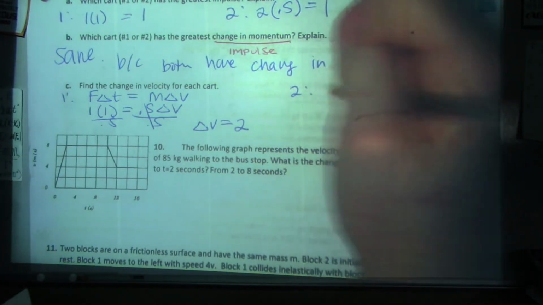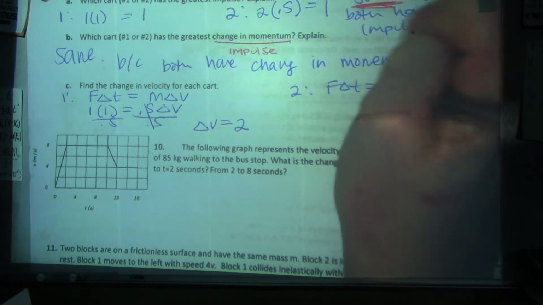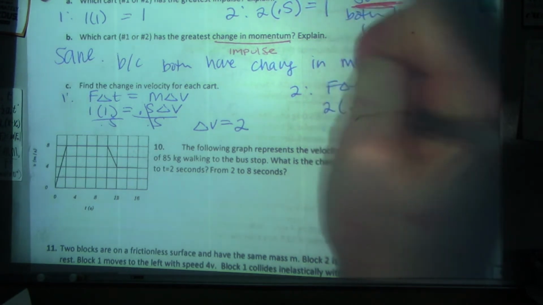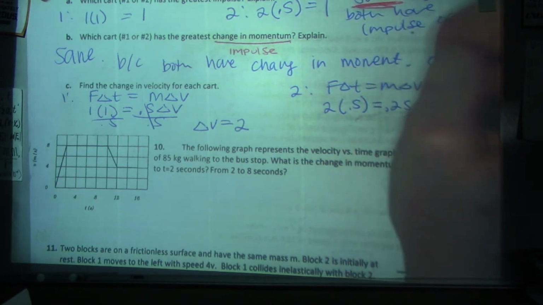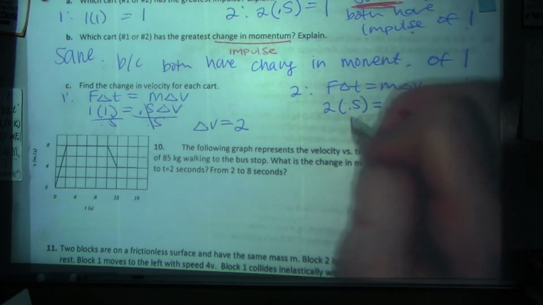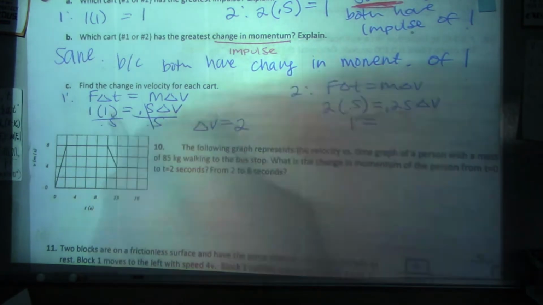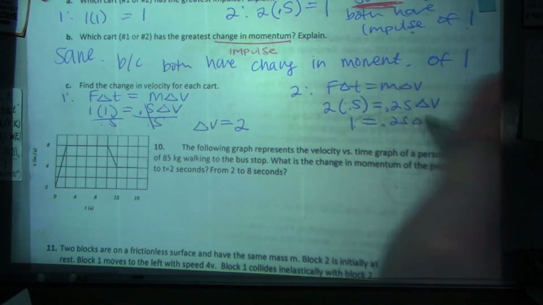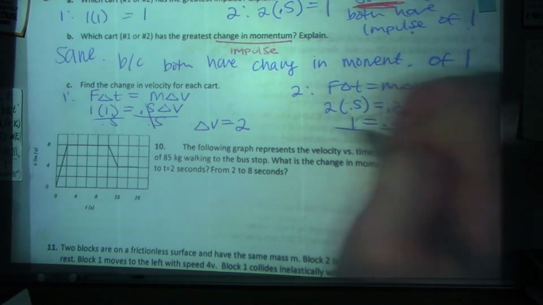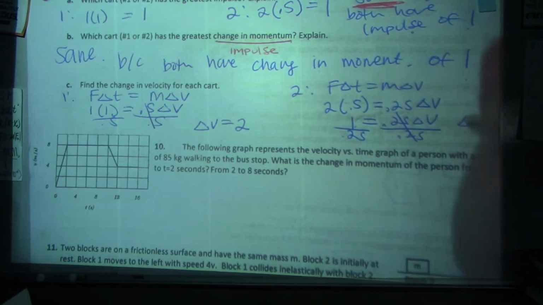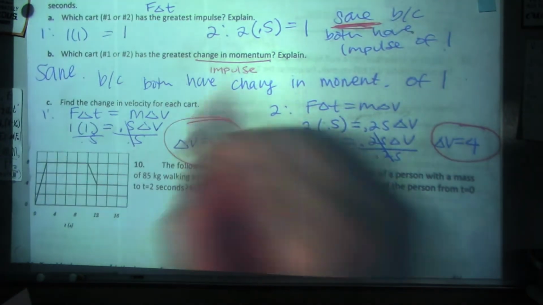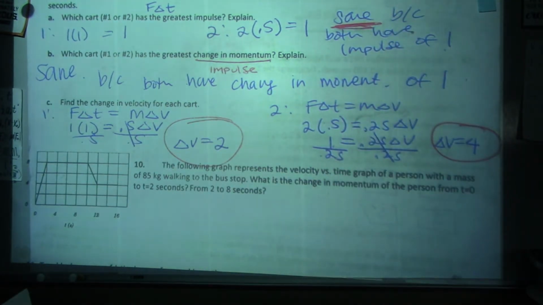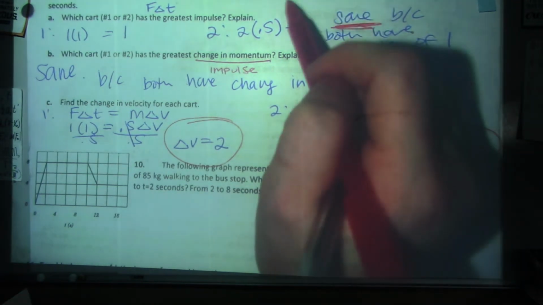For cart 2, F delta T equals m delta V. My force is 2 newtons for 0.5 seconds, and my mass is 0.25 times the change of velocity. So this side has the same impulse, right? We got 1 on both sides, but I need to divide the mass over to get the change in velocity. And when you divide 1 over 0.25, you actually get 4 as your change in velocity. So what's happening here is they both feel the same impulse, but this one is going to end up getting faster because it has less mass than the other one.